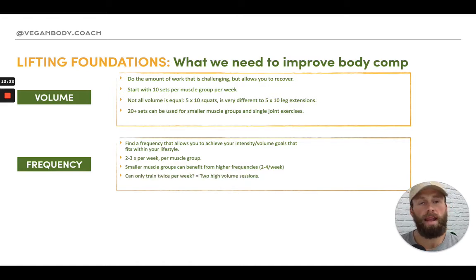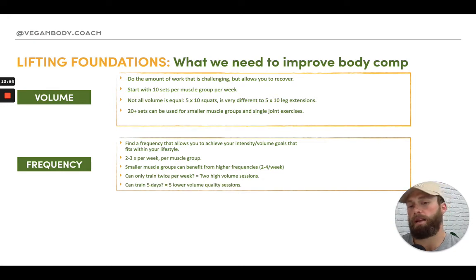So if you can only train twice a week, you might do 2 really high volume sessions. So if you're only training twice a week, you're going to try and fit in 8 to 10 sets per muscle group across those 2 different sessions. So it's a lot higher volume of work within those 2 sessions. We're going to go a little bit harder. We're going to bring the intensity up a little bit more.